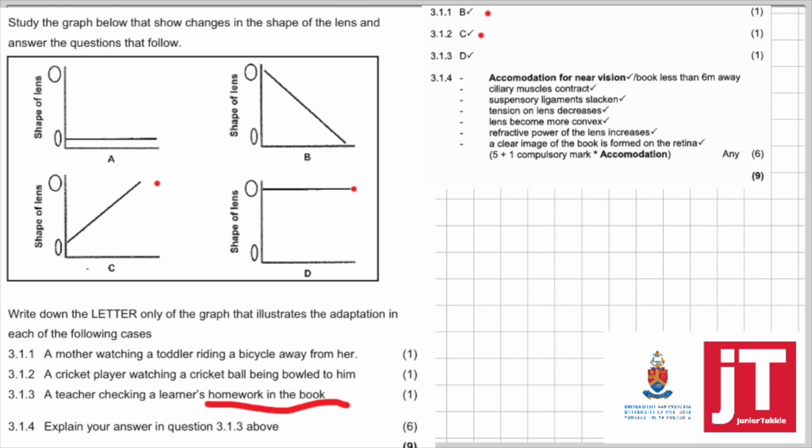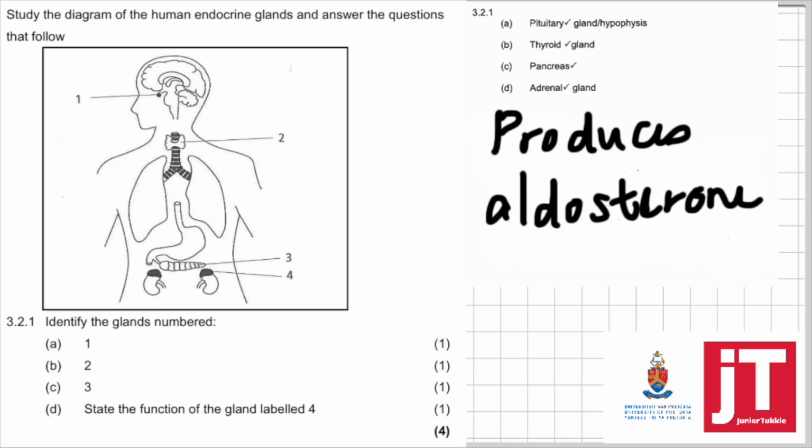So they're asking you what happens for 6 marks for near vision. The ciliary muscle will contract, suspensory ligaments slacken, tension on the lens decreases, lens becomes more convex, refractive power of the lens increases, and a clear image of the book is formed on the retina. And the compulsory mark is accommodation. Grade 12s, you should have a set answer written down for accommodation for near and distant vision. So when you're given questions like this, you don't have to think. You should just regurgitate. Right.